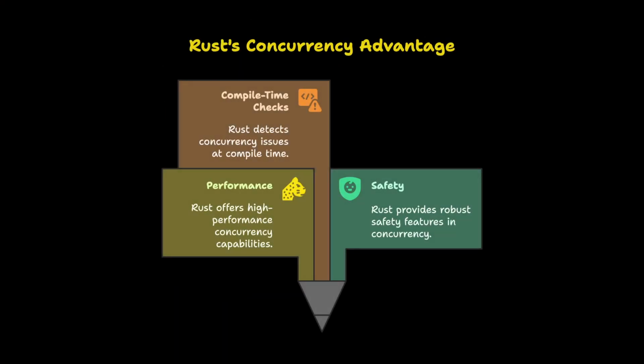Concurrency in Rust gives you both performance and safety at the same time. If you've worked with concurrency in other languages, you know how easy it is to run into issues like race conditions, data corruption, or unexpected crashes. Rust prevents a huge chunk of those problems at compile time, which is just amazing.